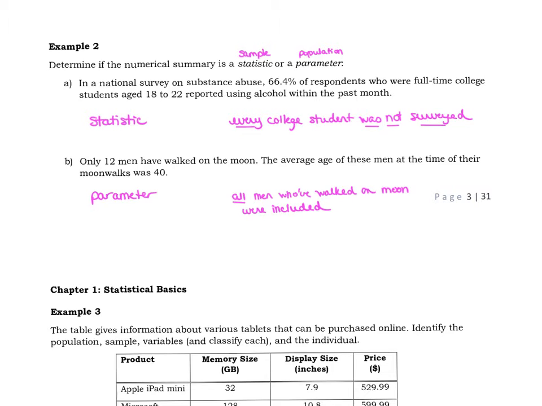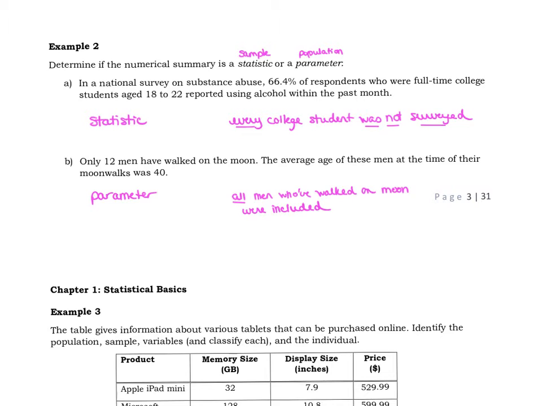All right, so how did you do? For the first one, it should be a statistic because you are not going to get every single full-time college student as part of your survey. Again, it would take way too long and way too much time. So you would do a sampling. You would survey some college students to get that information.